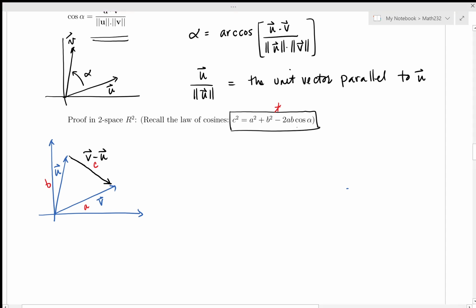Let us then use that, starting with this guy right here. What is c squared? That is the length of c squared, and that is the norm of v minus u squared. And then what is a squared? That is the norm of v squared. And what is b squared? That is the norm of u squared. And then we've got minus 2, and a is the norm of v, and b is the norm of u, and then we've got that angle, cosine alpha.